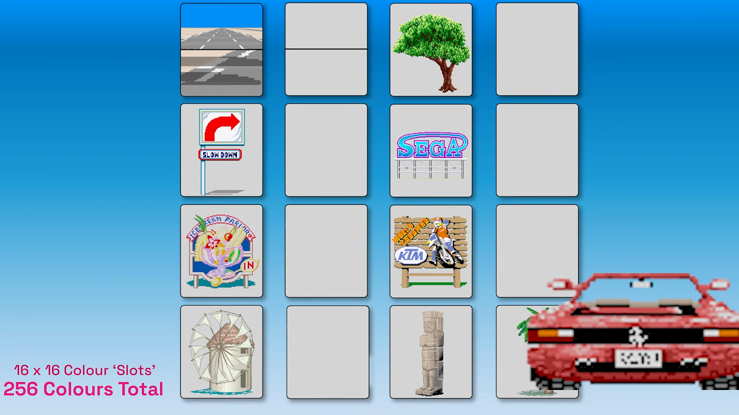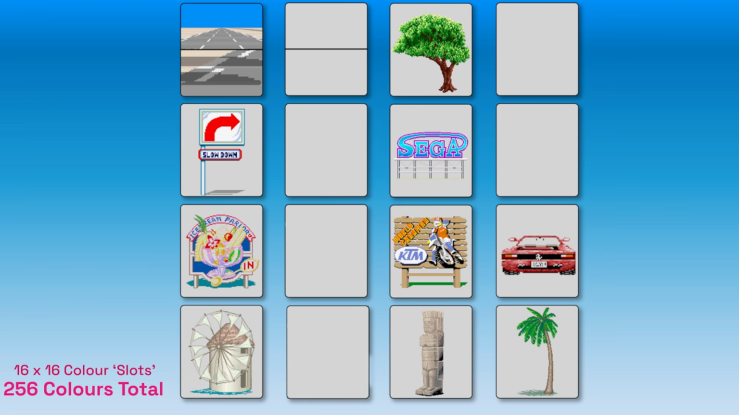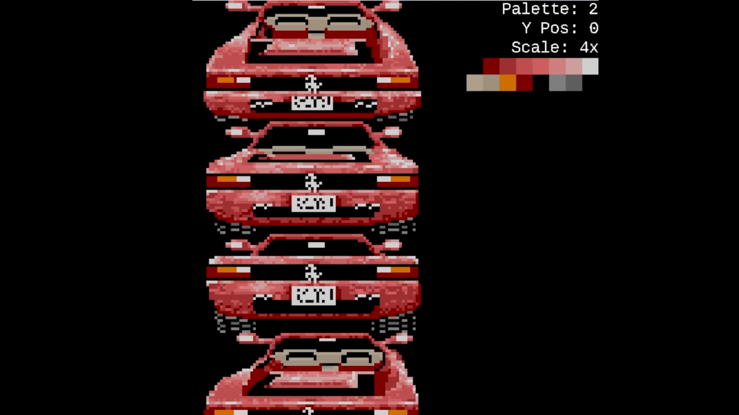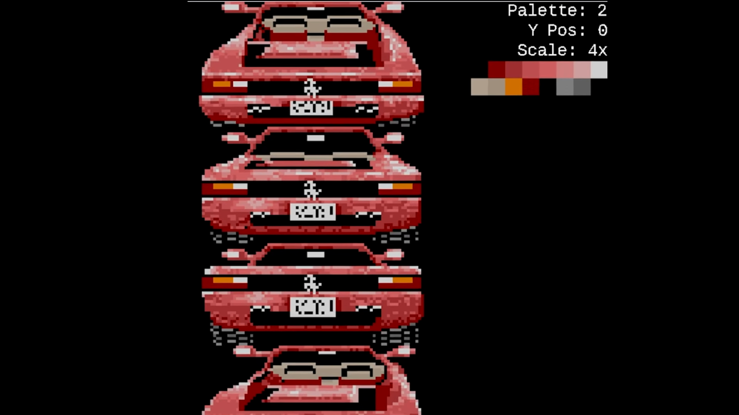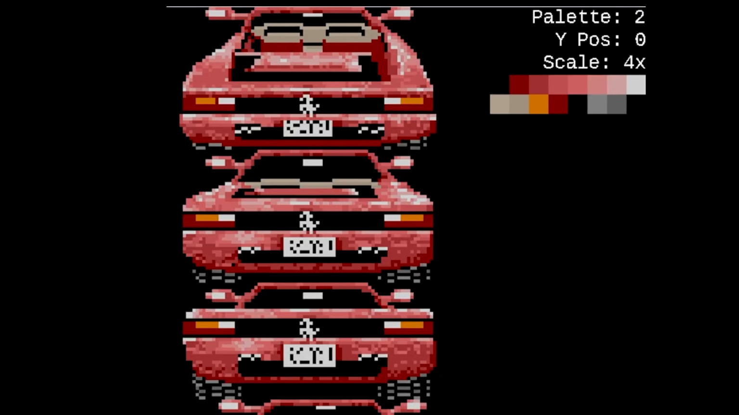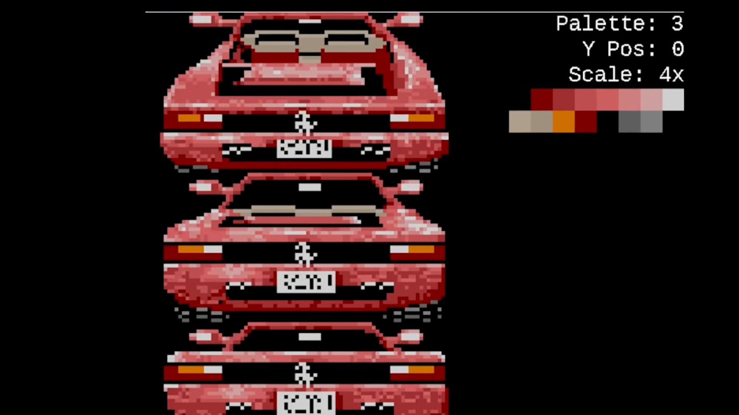The Ferrari reserves one of these, although certain colours of the palette are alternated to create the subtle effect of the tyres rotating. The brake lights are also activated through a palette swap. The original game swaps the entire 16 colour palette to achieve these effects, but as an optimization we only swap the necessary colours on the Amiga.